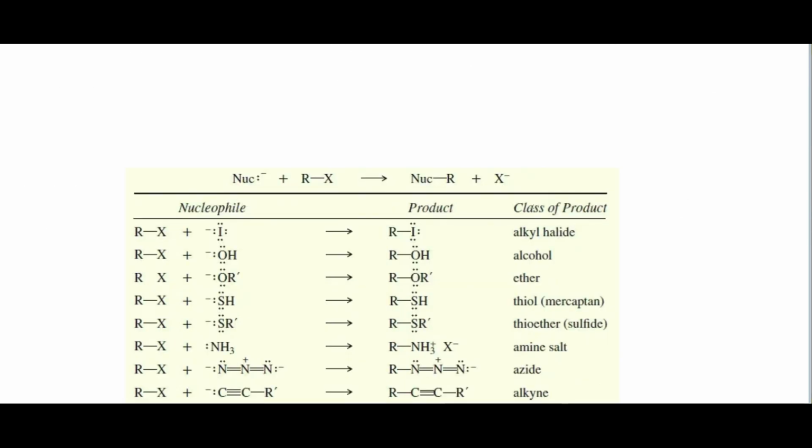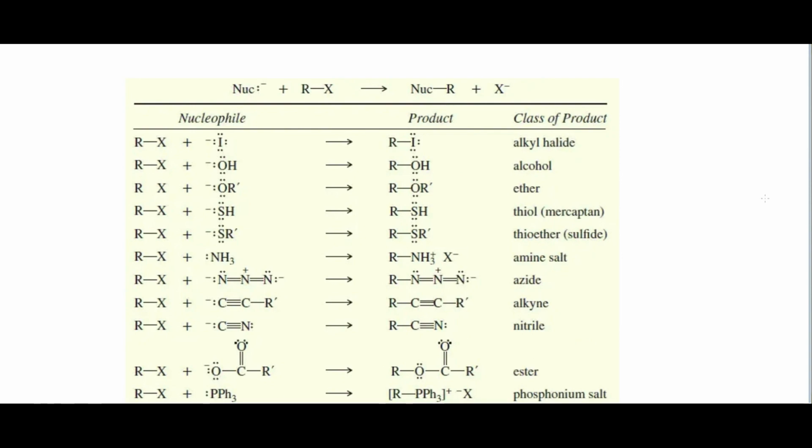All right, so this is just a table of some common nucleophiles here. So we have the iodide and the hydroxide here, and this right here, which could be a methoxy or ethoxy group, so like the conjugate base of an alcohol. The sulfides here can also act as nucleophiles.